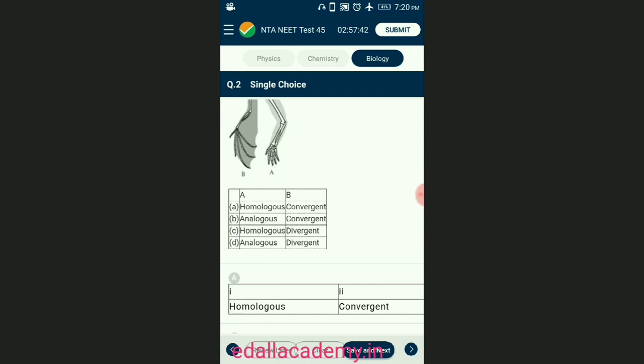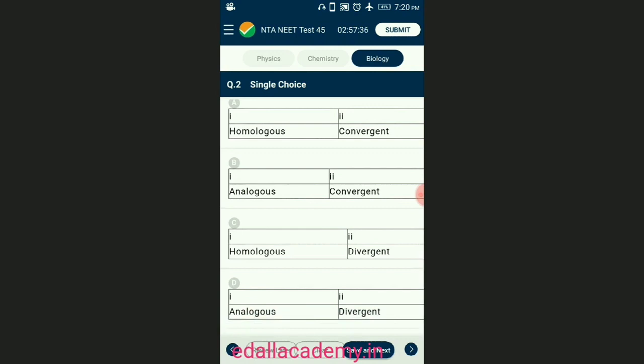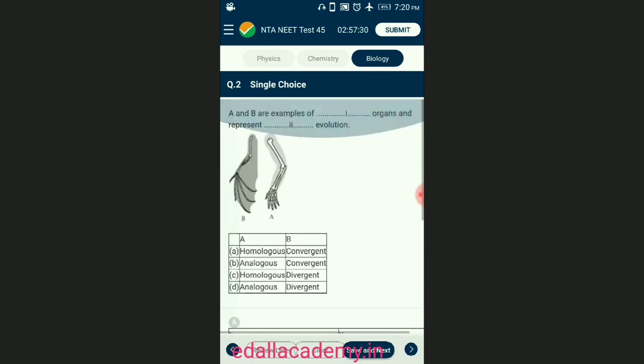So the correctly matching option is C, homologous, divergent. A and B are examples of homologous organs and represent divergent evolution. So the correctly matching option is C.